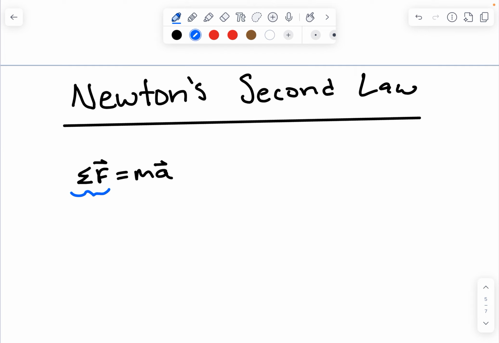The sum of forces just means the net force acting on a block. Net is just the summation of all the forces, so if you have more than one, you would add them appropriately. Make sure your sign is correct. And then we have the mass of the object that is moving or having force applied to it. And this is your acceleration.